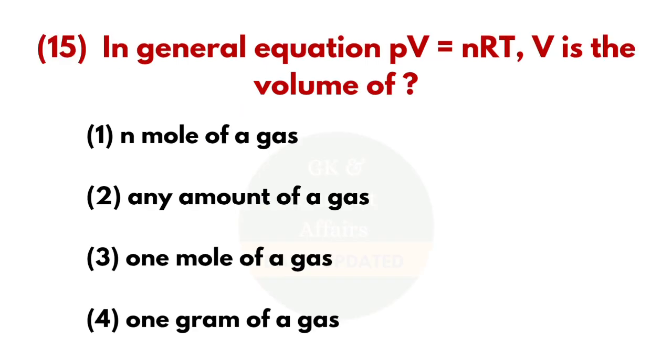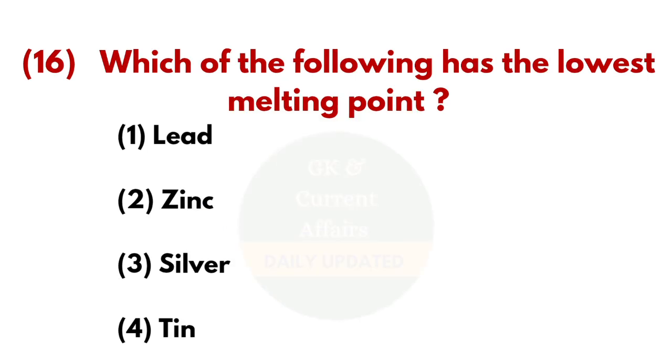15th question, in general equation PV equal to nRT, V is the volume of, and the answer is n mole of a gas. 16th question, which of the following has the lowest melting point? And the answer is tin.